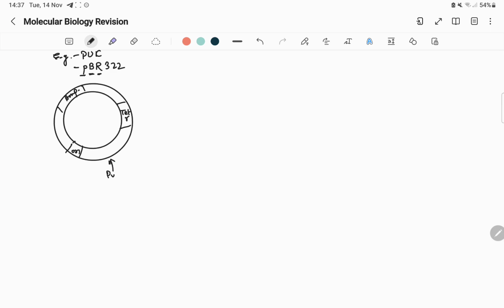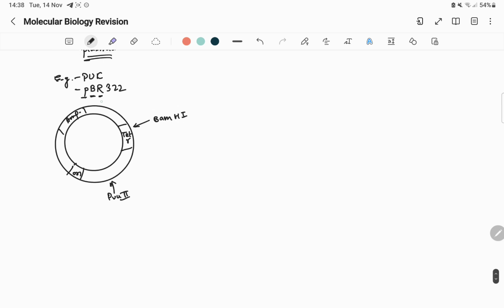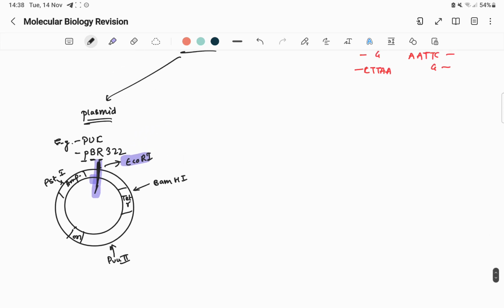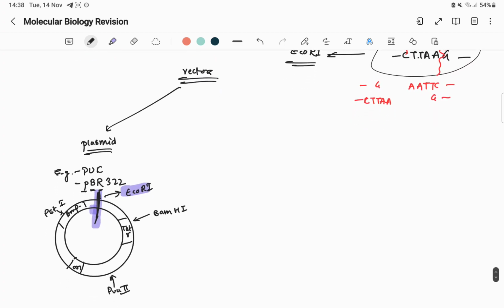This is the site of action for a restriction enzyme. BamH1 cuts within the tetracycline resistance gene. EcoR1 cuts around here; this is the EcoR1 restriction site, which is important. And this is for PstI, which cuts here. So this is the gross structure of your pBR322. I am not going into much detail for recombinant DNA technology, as you don't need to retain it in this chapter. So plasmid is done.